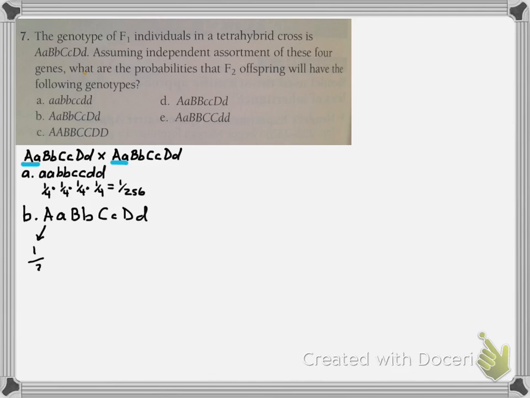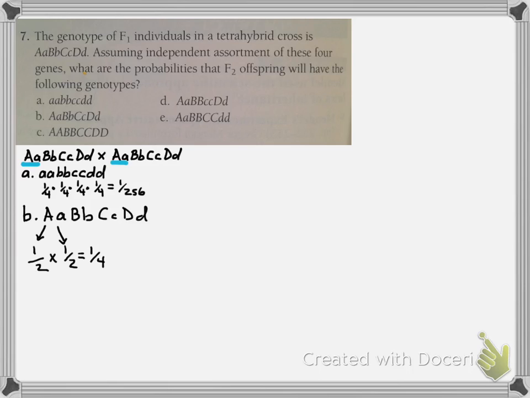Now we've got heterozygous genotypes at every locus, and if we look at the parents again, we have a 1 in 2 chance of getting a dominant allele and a 1 in 2 chance of getting a recessive allele. Okay, so we can just multiply those 2 together and get 1/4. But there's 2 different ways we can get it.